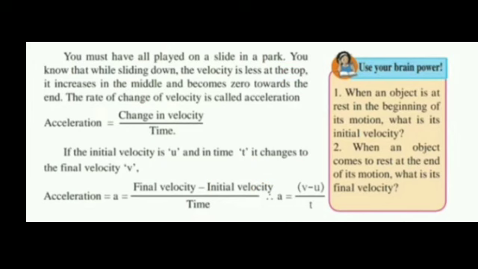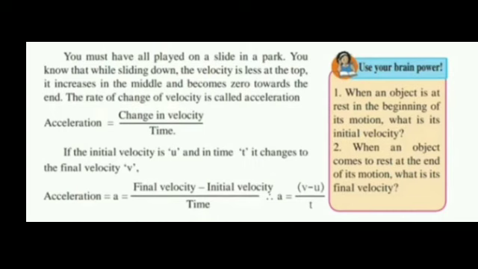You must have played on a slide in a park. You know that while sliding down, the velocity is less at the top, it increases in the middle and becomes zero towards the end. The rate of change of velocity is called acceleration. Now acceleration is equal to change in velocity divided by time. If the initial velocity is u and in time t it changes to the final velocity v, then acceleration is equal to final velocity minus initial velocity divided by time. a equals v minus u upon t.